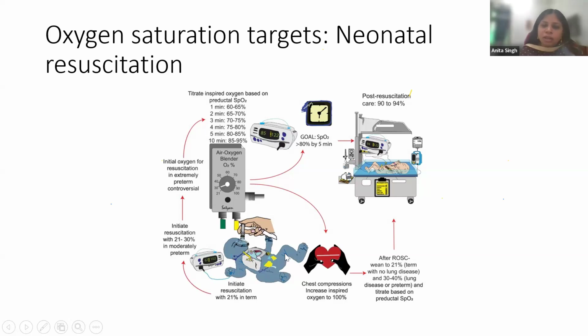And in the neonatal setup, suppose the baby requires resuscitation while being nursed in the neonatology unit, then after return of spontaneous circulation, you should wean to 21% in case of term babies who have no lung disease, and up to 30 to 40% in case of preterm babies, depending on the SpO2 targets. Post resuscitation care, after 10 minutes, the oxygen saturation target should be 90 to 94%.